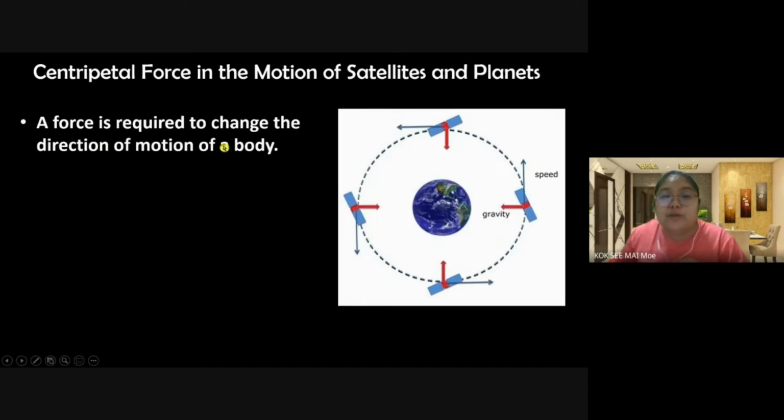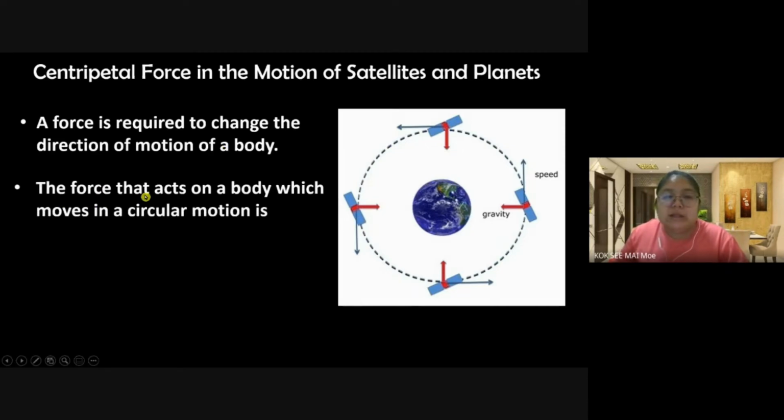A force is required. What is this force required for? Required for the satellite to change direction. You have speed, you move. If you move in a straight line, it's okay. But the problem now, you need to change direction, following the circle track. So that means the force needs to help the satellite follow the track and change direction.